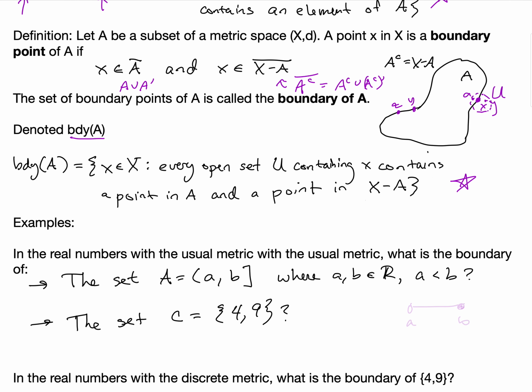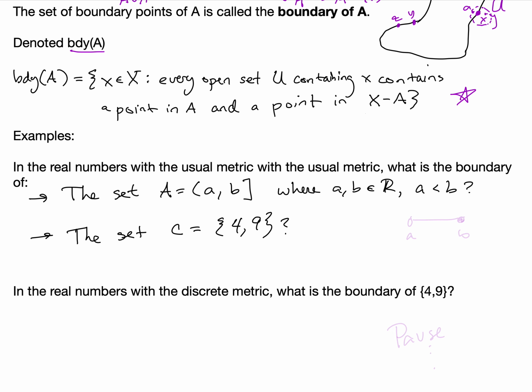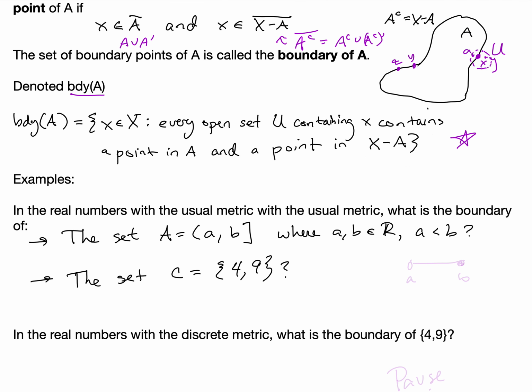So let's look at a couple of examples. Let's first start with the real numbers and the usual metric. In this metric space, what is the boundary of the set A, where A is the half open interval from a to b with a less than b? And then second, what is the boundary of the set C equal to just the 2 points 4 and 9? And then finally, in the real numbers with the discrete metric, what is the boundary of that same set? So pause, try this out on some paper, and we'll talk about it together.